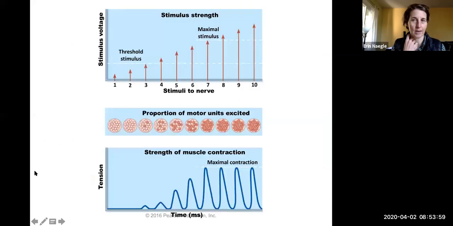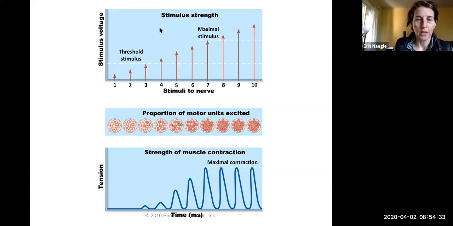So this is a nice image from your textbook because it's a graph. Everybody loves graphs. So stimuli to nerve. We're starting here and we're moving in this direction, and here's our stimulus voltage. This is what you were playing with in your lab: as you increase the voltage, it's equivalent to increasing the number of motor units that are being activated.